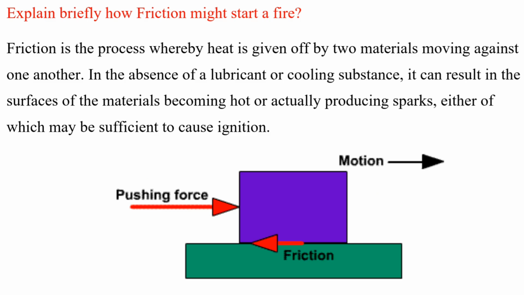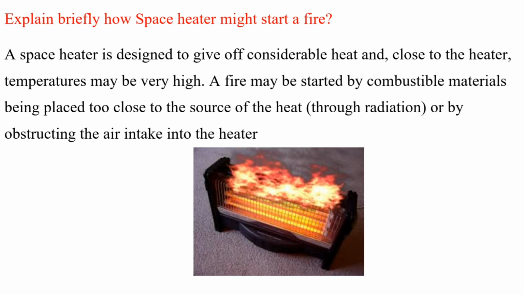Explain briefly how friction might start a fire. Friction is the process whereby heat is given off by two materials moving against one another. In the absence of a lubricant or cooling substance, it can result in the surfaces of the materials becoming hot or actually producing sparks, either of which may be sufficient to cause ignition.